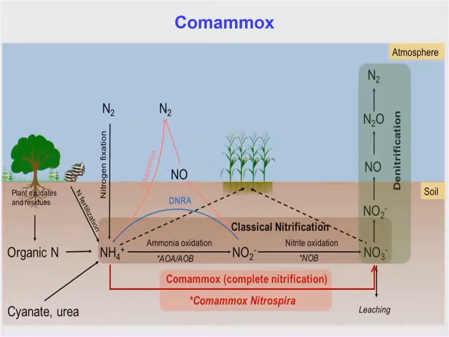This was only discovered two or three years ago. This is a new group of microbes involved in nitrification. Previously, I mentioned nitrification is a two-step process, driven by two separate microorganisms. But now it's found there is comammox, called complete nitrification. The two-step nitrification can be completed in just one organism by a one-step reaction.